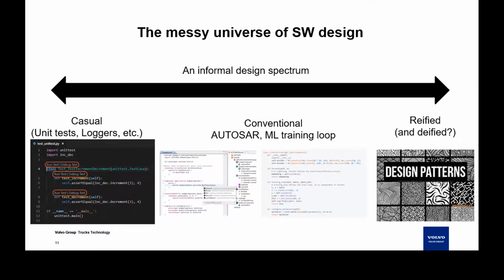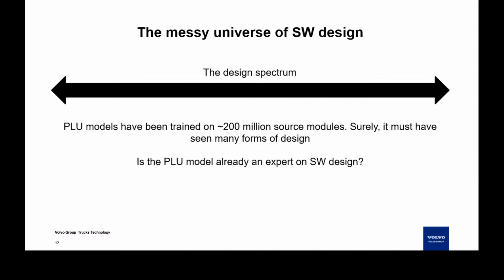But then you also have a much more structured approach to design, like design patterns. So this whole universe of design is very messy and very big. But one thing we can say is that, having trained our programming language understanding models on hundreds of millions of source modules, there is now a quite high likelihood that it has seen all these different kinds of design. So that's why the first set of experiments that we do is to evaluate the expert machine programmers to see if they have understood ideas of design.